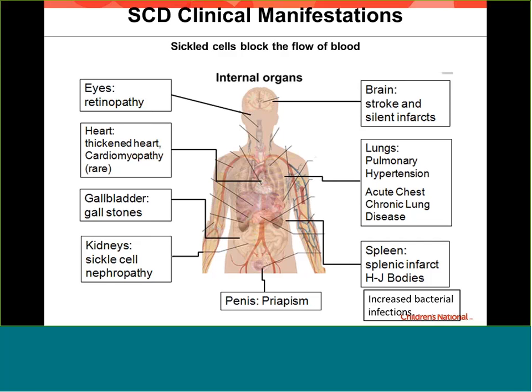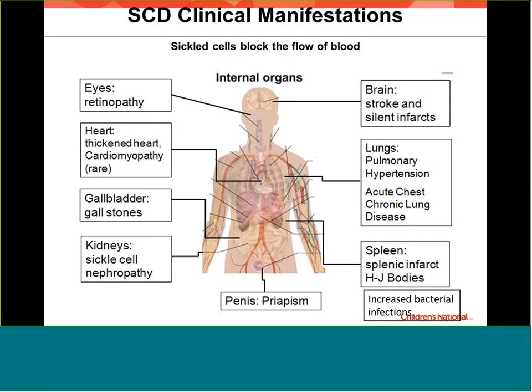Lungs, as they get older into adulthood, pulmonary hypertension is a leading cause of death in adults with sickle cell disease. Acute chest syndrome and chronic lung disease, but acute chest syndrome is probably the leading cause of death in children and adults with sickle cell disease. I'll talk about that later. Over time, you can get chronic lung disease from repeated acute chest syndromes, and with concurrent asthma can cause lung problems and oxygenation problems.